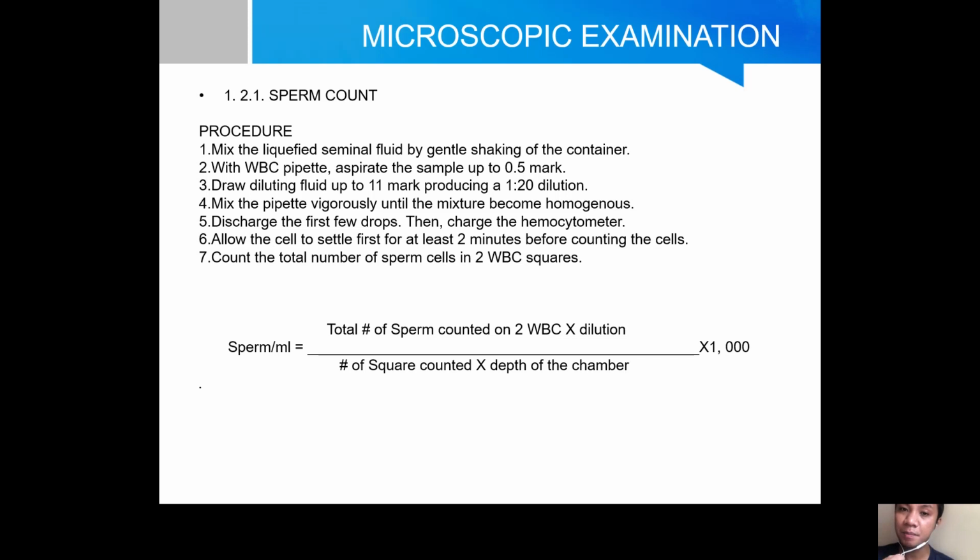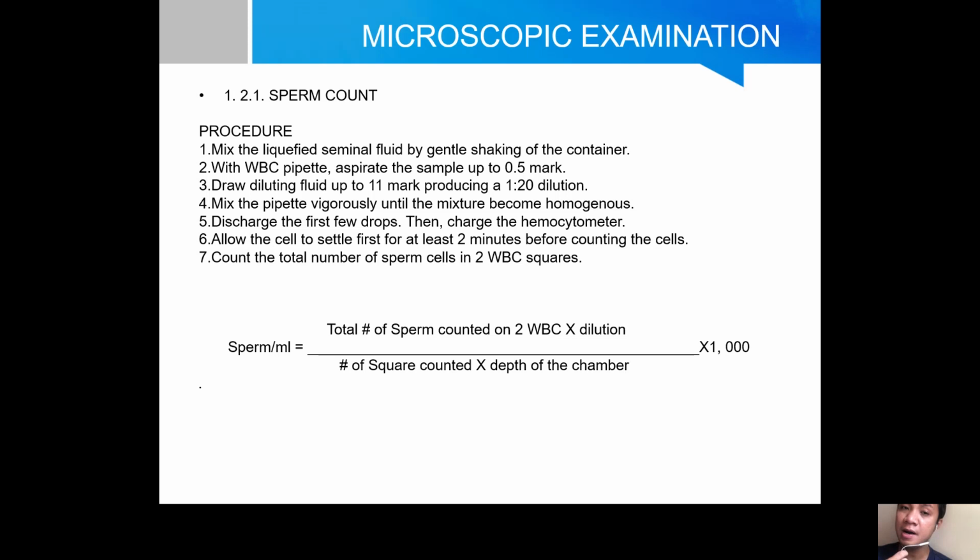For the microscopic examination, first you should perform the sperm count. For the sperm count, we'll be using an RBC pipette. You can also use a WBC pipette. And then your diluting fluid in the form of sodium bicarbonate plus formaldehyde. You can also use NSS, or cold water as your diluting fluid. Then you also need the Neubauer counting chamber.